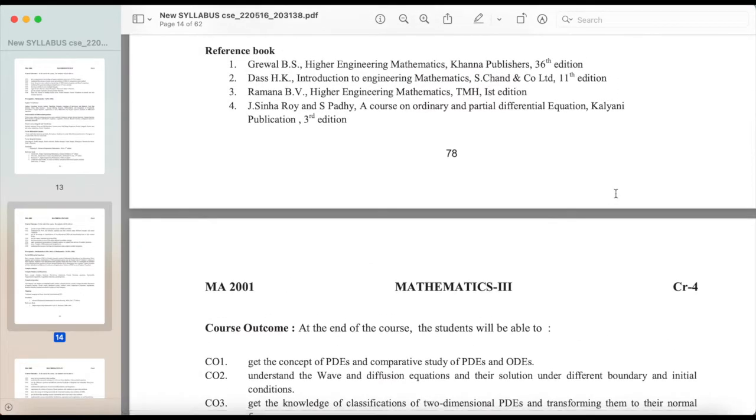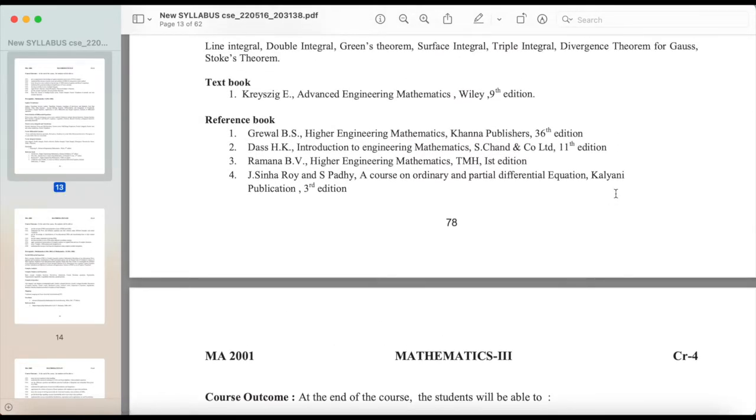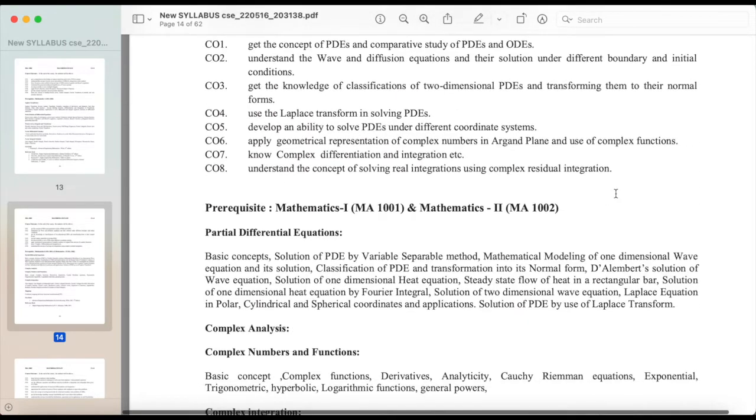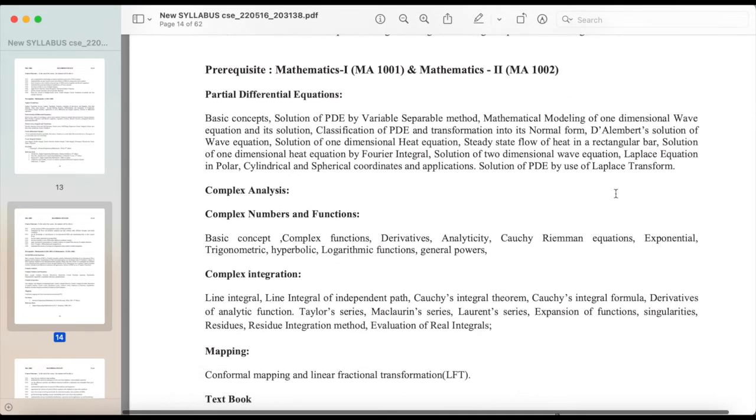Textbook 1, Kreyszig, Advanced Engineering Mathematics, Wiley, 9th edition. Reference books: 1. Grewal B.S., Higher Engineering Mathematics, Khanna Publishers, 36th edition. 2. Das H.K., Introduction to Engineering Mathematics, S. Chand and Company Limited, 11th edition. 3. Ramana B.V., Higher Engineering Mathematics, TMH, 1st edition. 4. J. Sinha Roy and S. Padhi, A Course on Ordinary and Partial Differential Equation, Kalyani Publication, 3rd edition.